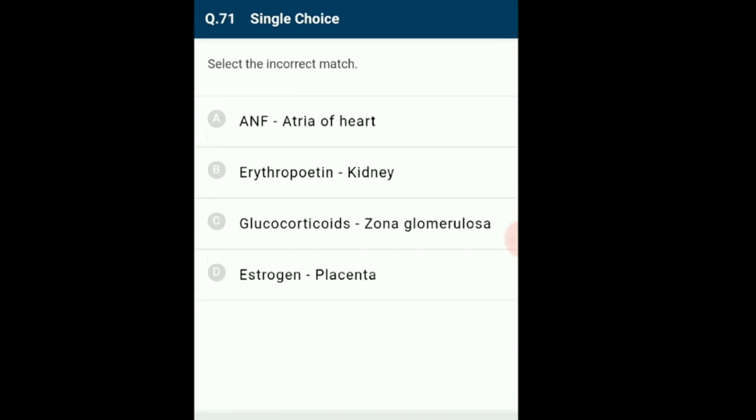Question number 71. Select the incorrect match. Corticoids, which regulate the balance of water and electrolytes in our body, are called mineralocorticoids. Aldosterone is the main mineralocorticoid in our body. It is formed from the zona glomerulosa. Aldosterone acts mainly at the renal tubules and stimulates the reabsorption of Na plus and water and excretion of K plus and phosphate ions. Thus, aldosterone helps in the maintenance of electrolytes, body fluid volume, osmotic pressure and blood pressure.